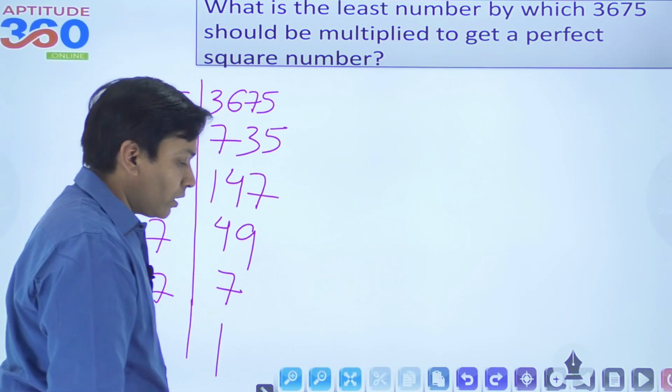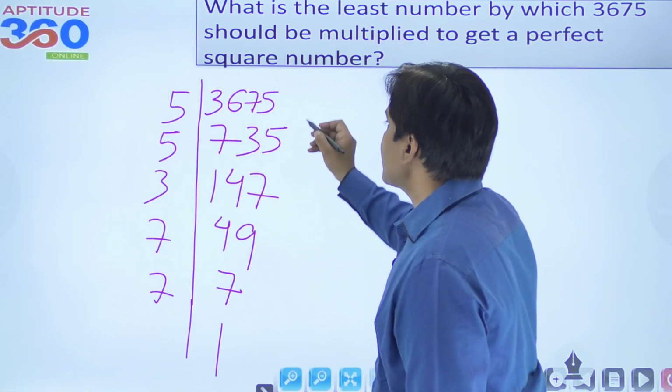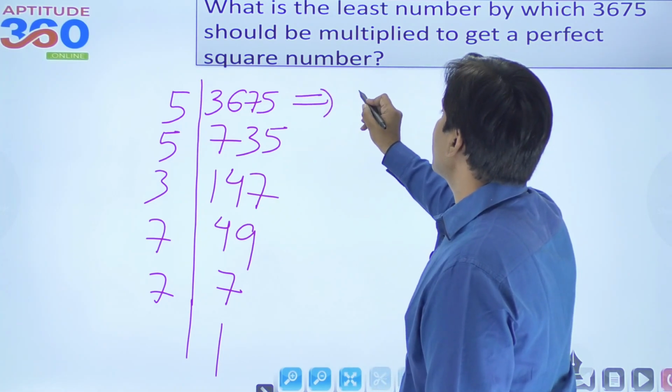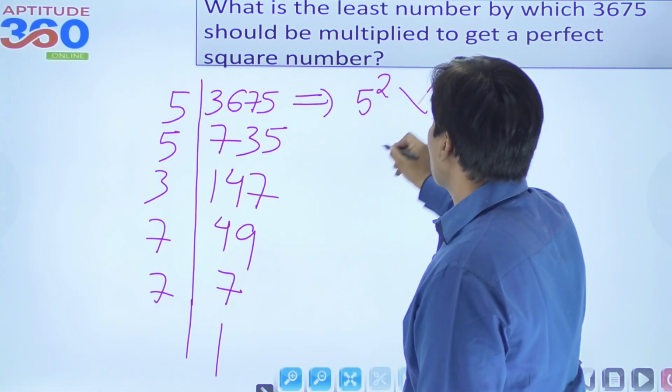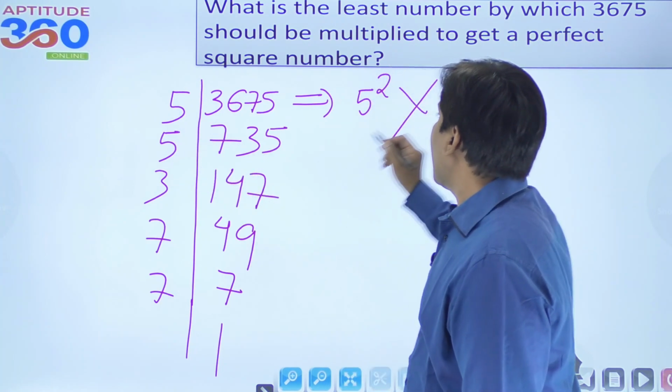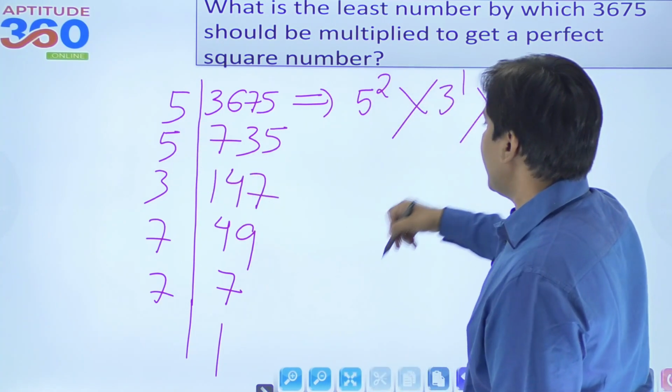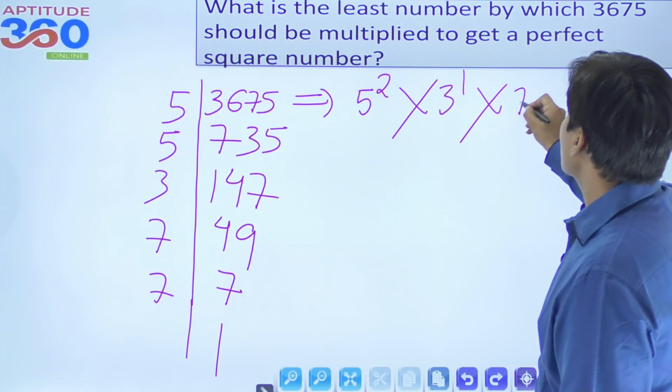So this number 3675 can be written as what? 5 square, because you got two 5s, and then 3 is to power 1, and you got 7 into 7, which is 7 square.